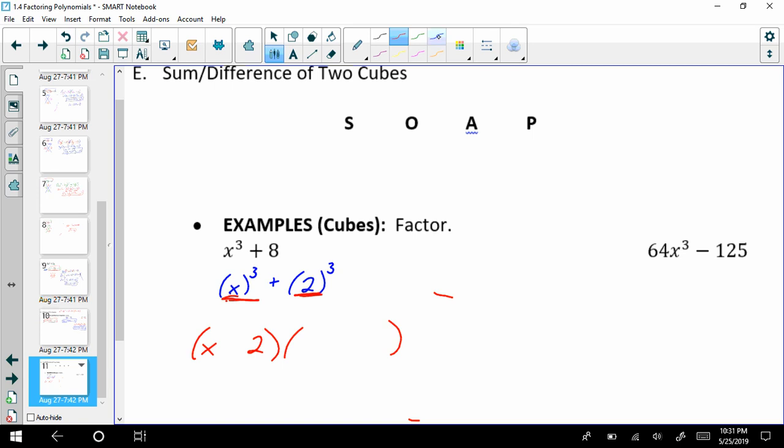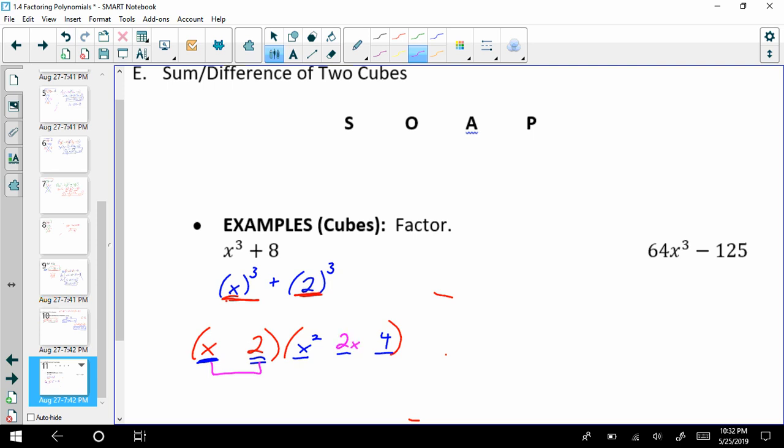In the back set of parentheses, there's going to be 3 numbers. In the first spot, it's this first guy squared. In the back, the very last spot, it's the last guy squared. So 2 squared, 4. And in the middle spot, it's them times each other. So x times 2, 2x.